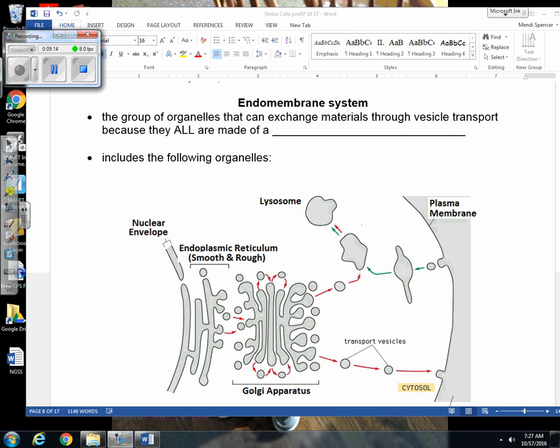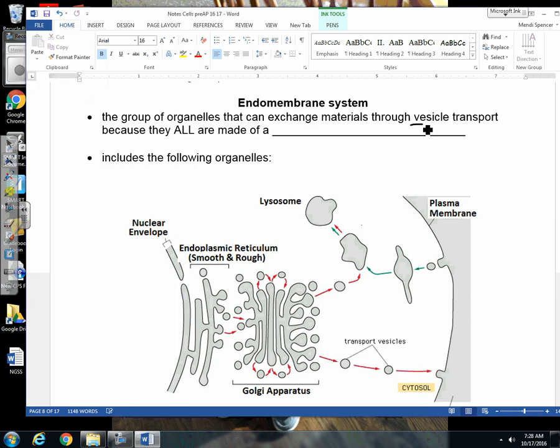Now I want to switch gears and go into what's called the endomembrane system. The endomembrane system consists of these cell structures that can exchange materials through vesicle transport. You already have some background with this. We've already said that the rough ER can send modified proteins to the Golgi. The smooth ER can send lipids to the Golgi using vesicles. We know that the Golgi can send out vesicles to the plasma membrane, like you see here. We see that sometimes these vesicles will form lysosomes. So all these cell parts that are interacting through vesicle transport are part of the endomembrane system.